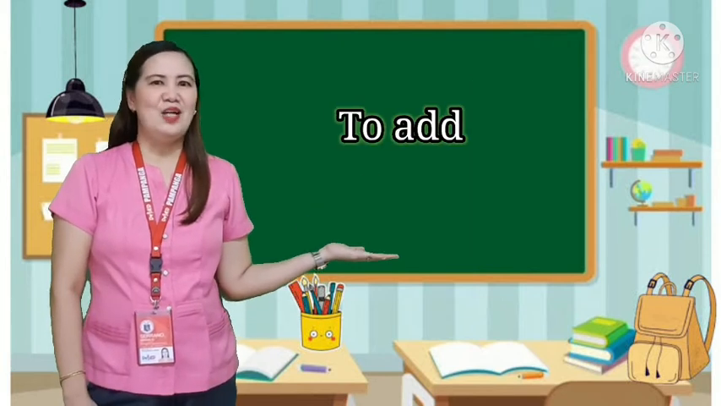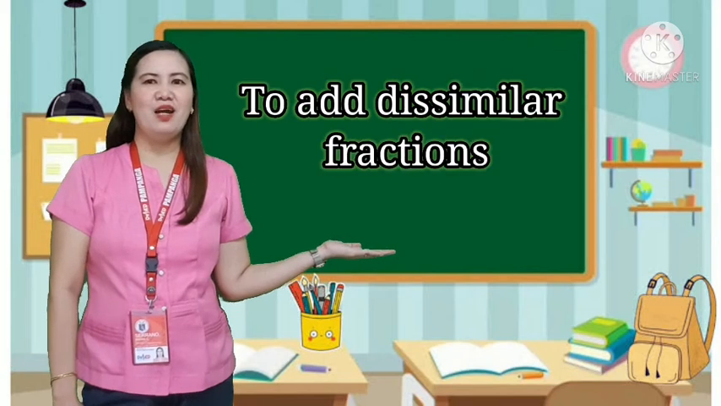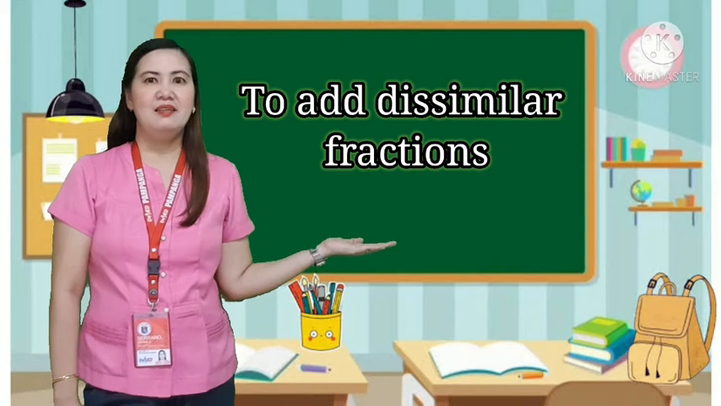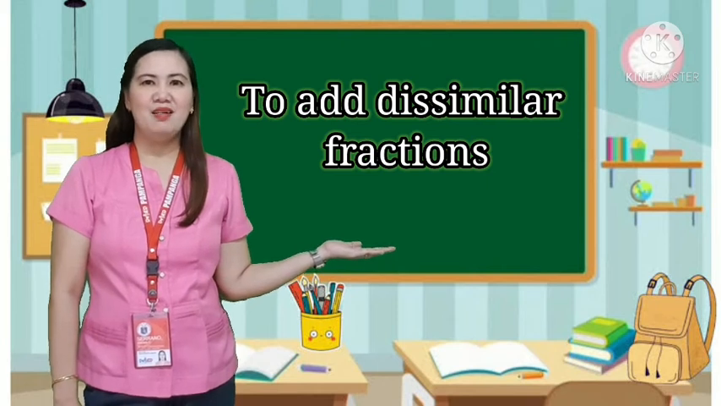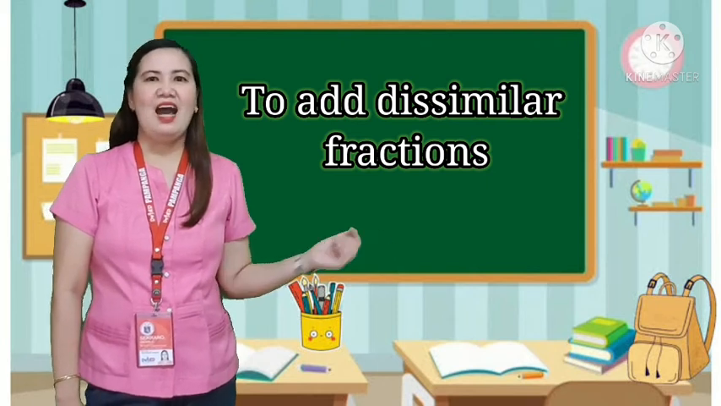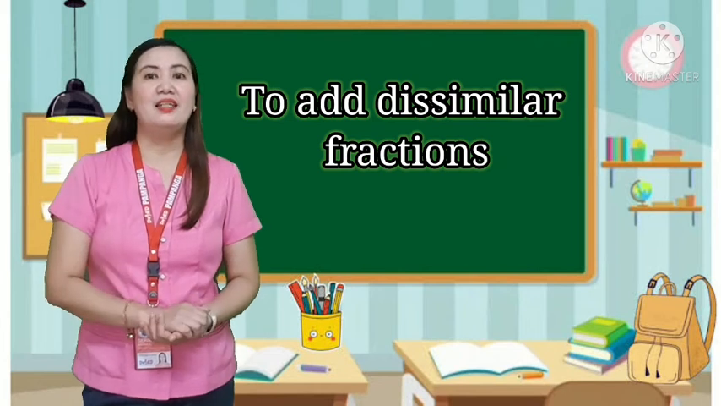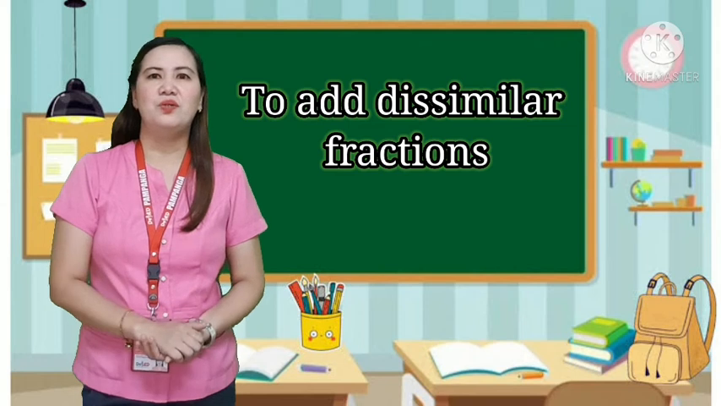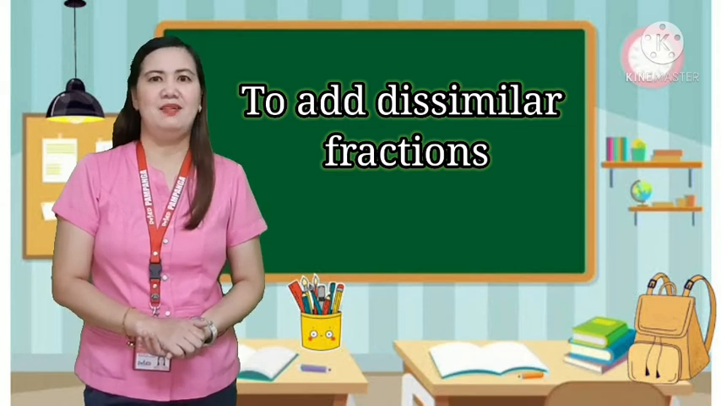Another one, to add dissimilar fractions, find the LCD first. Then, rename the fractions. Add the numerators, then copy the denominator. Reduce the answer to lowest term if possible.